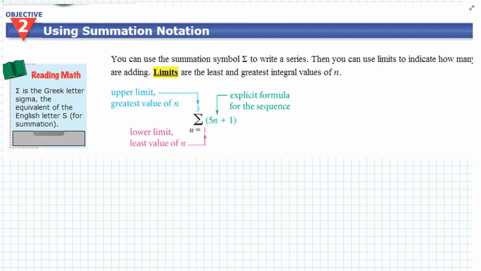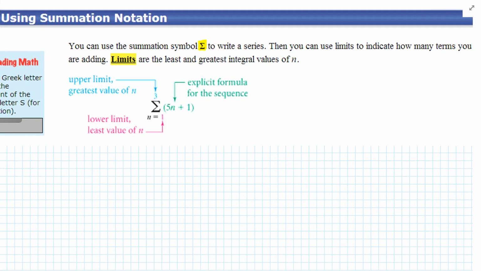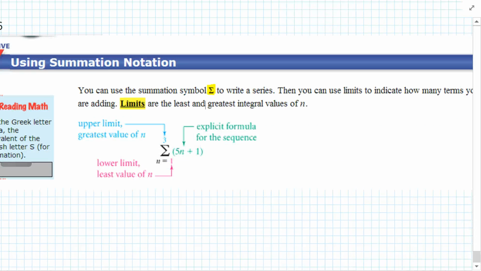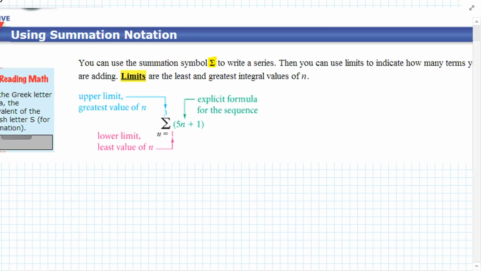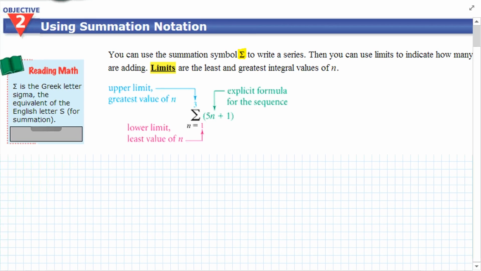You can use a summation symbol that looks like a little sum sign to write a series, and you can use limits to indicate how many terms you're adding. Limits are the least and greatest integral values of n. The upper limit is the top number, the greatest value, and the lower limit is the lowest value of n. Inside the sum sign, you use the explicit formula. The sigma sign is our equivalent for sum.